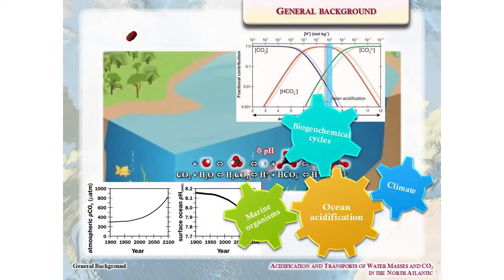Exceeds the regulation capacity of the Earth system feedbacks to restore the system. Therefore, there is a growing concern about how ocean acidification may impact marine organisms, global biogeochemical cycles, and climate. So to know how much of the anthropogenic CO2 has been taken up by the ocean, we require a method that allows distinguishing the natural and anthropogenic components.